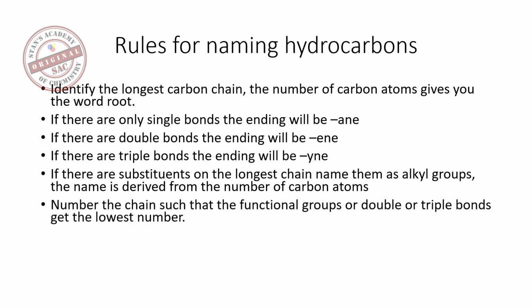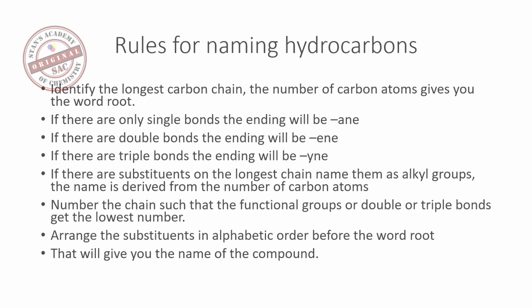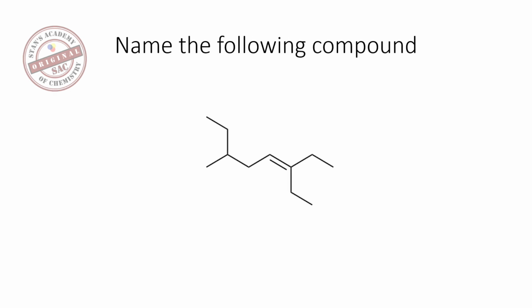Number the longest chain such that the functional groups or double bonds or triple bonds get the lowest number. If there are substituents, which are alkyl groups, we arrange them in alphabetical order in front of the word root. And that usually should give you the name of the organic compound or the hydrocarbon. So here is an example for you. Name the following compound. The first step would be to identify the longest chain.